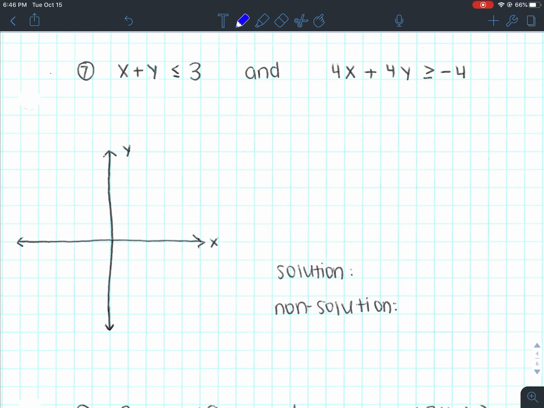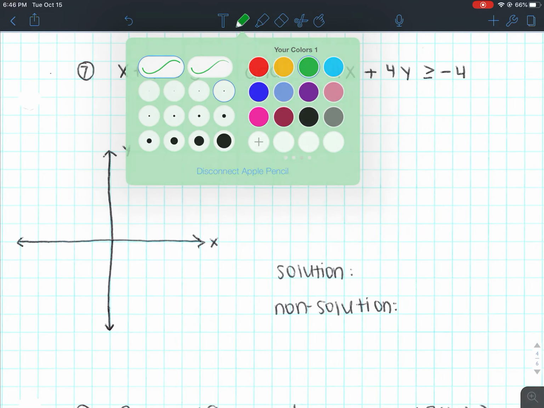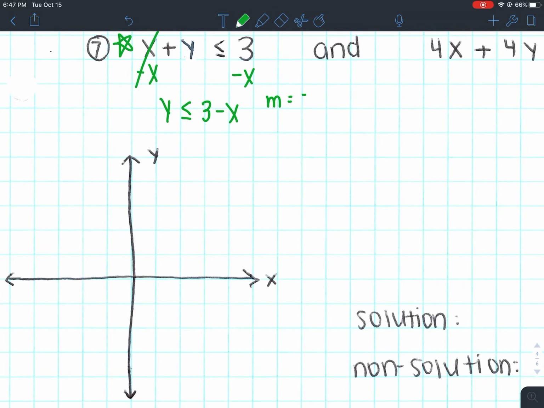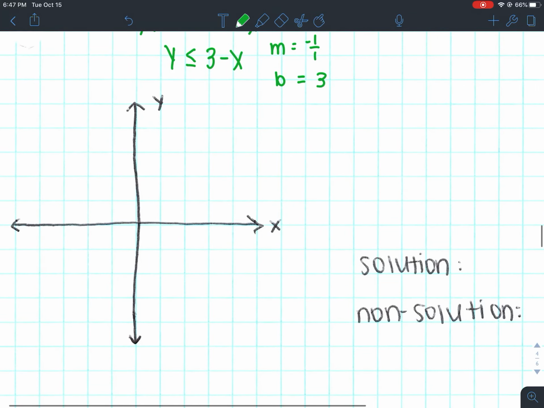All right, so number 7, x plus y is less than or equal to 3. And then 4x plus 4y is greater than or equal to -4. So I'm going to get y by itself over here. Subtract x on both sides. y is less than or equal to 3 minus x. So my slope here is -1/1, and my y-intercept is +3.